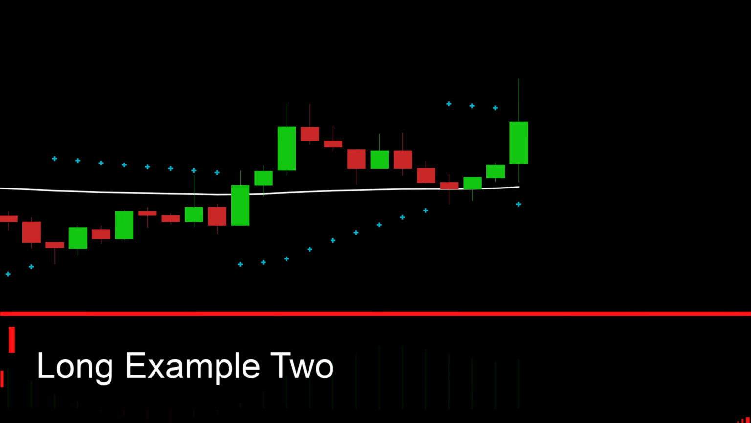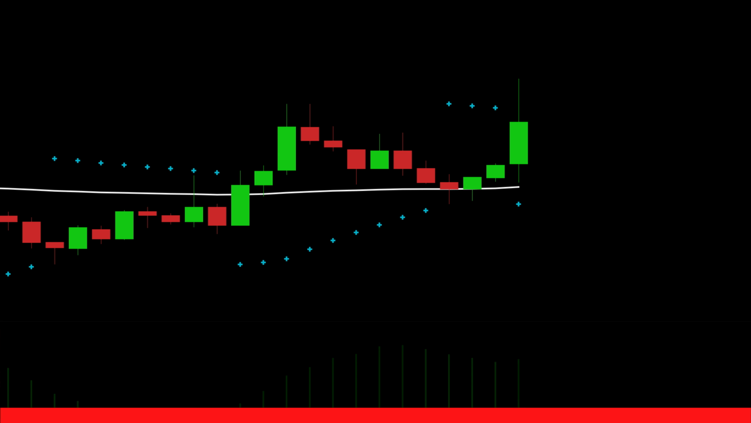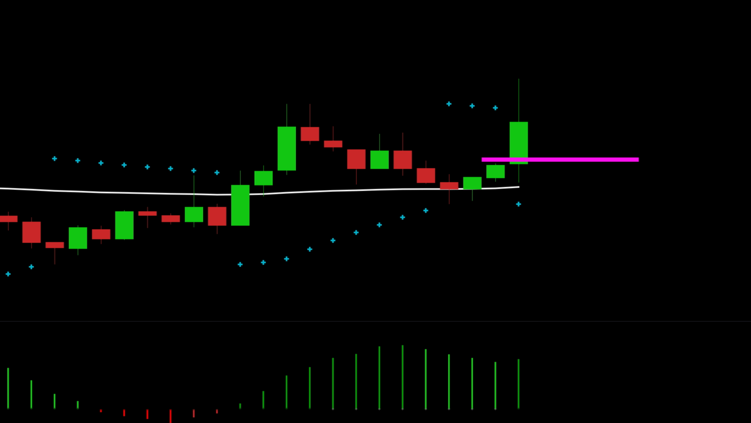I have one more long example. First, there is a PSAR buy signal. Second, the candle body closes above the last candle with a PSAR sell signal. Then we can see price is trading above the 100 EMA. And finally, the squeeze momentum indicator is showing a green bar on the histogram.